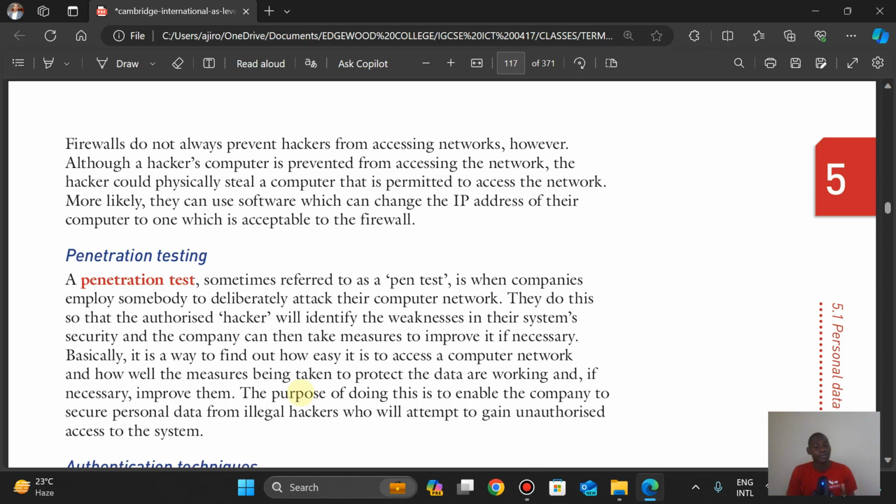Penetration testing. A penetration test is also referred to as a pen test. Now, this is when companies employ somebody to deliberately attack their computer network. We call it ethical hacking. They do this so that the authorized hackers will identify the weaknesses in their system security, and the company can then take measures to improve it if necessary.